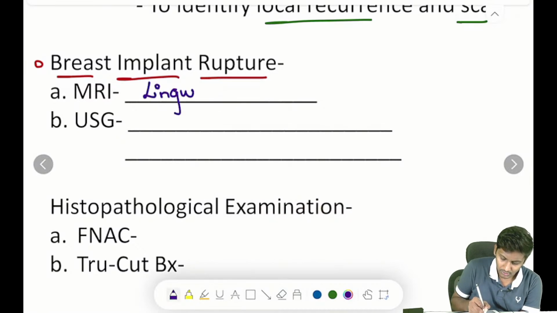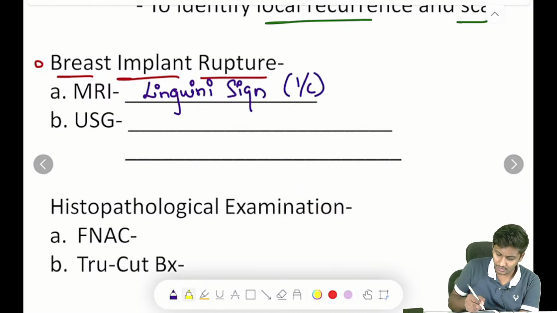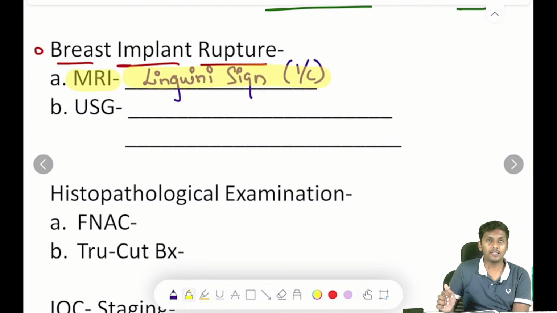So please remember, this is a previous year question, not image based, a direct question. It is the Linguini sign which is seen on an MRI in an intracapsular breast implant rupture.